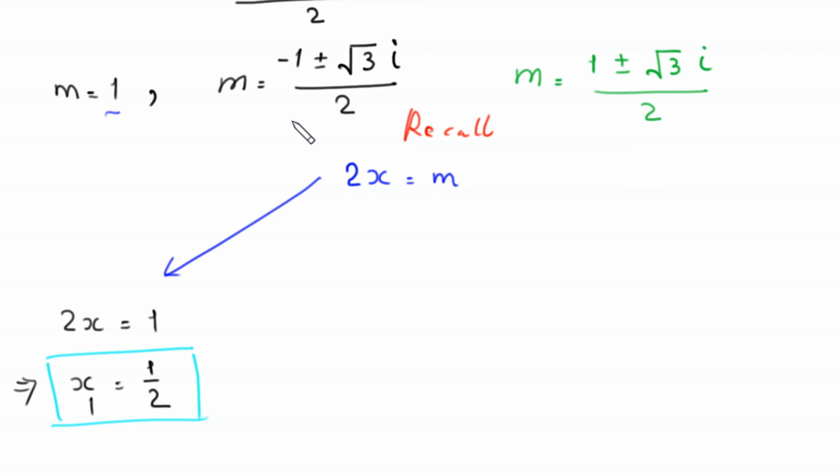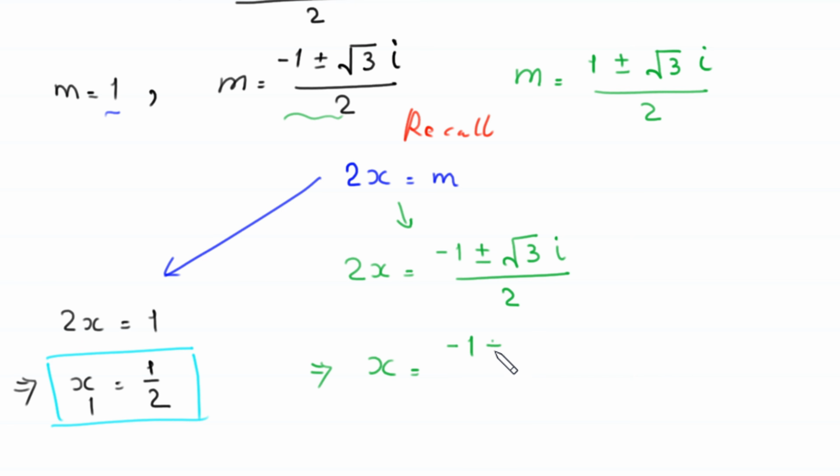Now when m is equal to this expression, then this equation becomes 2 times x is equal to negative 1 plus or minus root 3 i divided by 2. And if we divide both sides by 2, this implies that x is equal to negative 1 plus or minus root 3 i divided by 4. This is the second and third value of x.